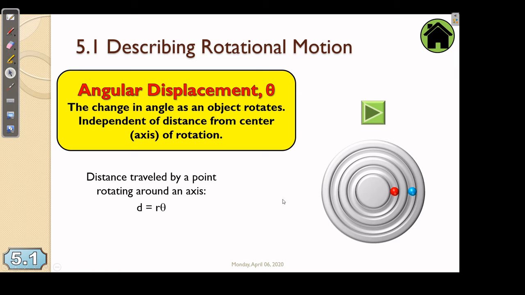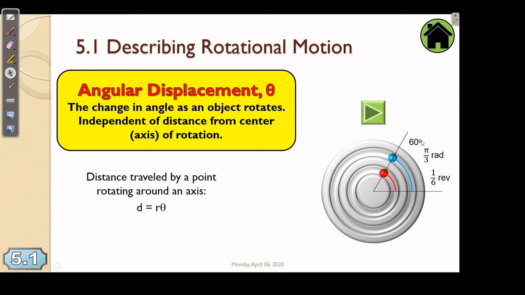Angular displacement is a measure of how much an object rotates. What angular change does it go through as it rotates? If you'll take a look at these two balls over here, the red and the blue ball, they will both experience the same angular displacement of pi over 3 radians or 60 degrees. Despite their different distances from the center of rotation, they experience the same angular displacement. We represent angular displacement using the Greek letter theta. You'll find that many of the quantities in rotation are represented by Greek letters.